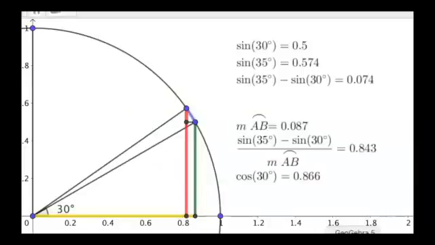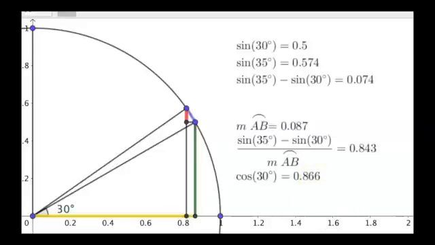Here's another nice illustration. I have a 30-degree angle here, and the green is sine 30, and the yellow is cosine 30. And then I have this small additional angle of 5 degrees, which makes this red vertical line segment sine of 35. And the difference between them, if I just remove this piece, is just this little red thing. And you can see here that that little red thing has this length of 0.074. But if I divide that by arc AB, this little tiny blue arc, it's 0.843, which is very close to cosine 30.